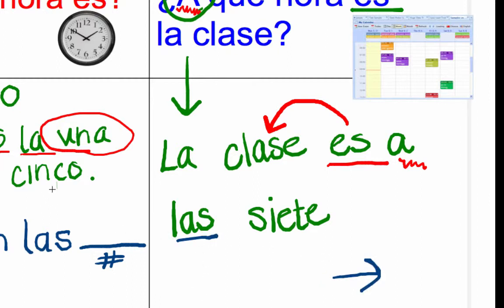Now just as a little side note here, some of you guys were asking me what's the deal with this las or la for 1 o'clock. All it is, is a little symbol to let you know that the number coming after is a time.